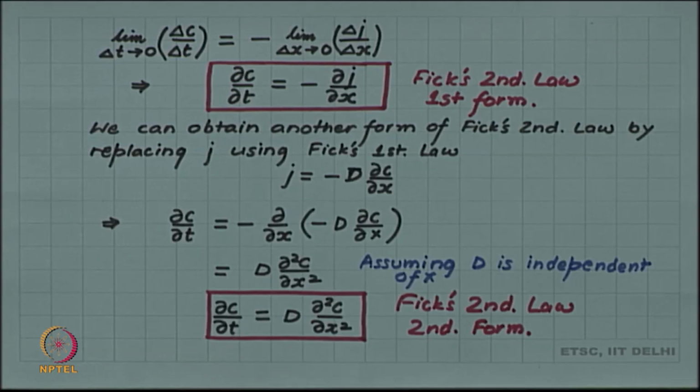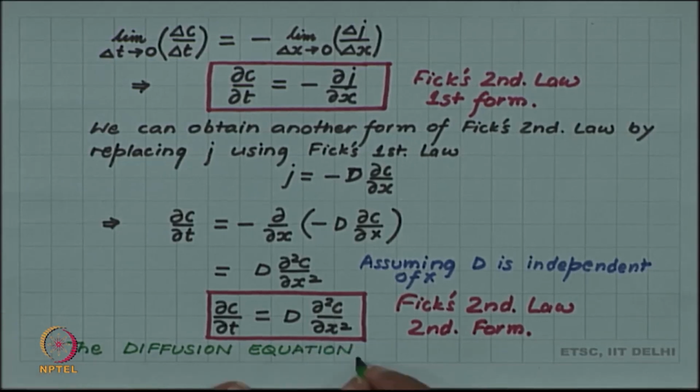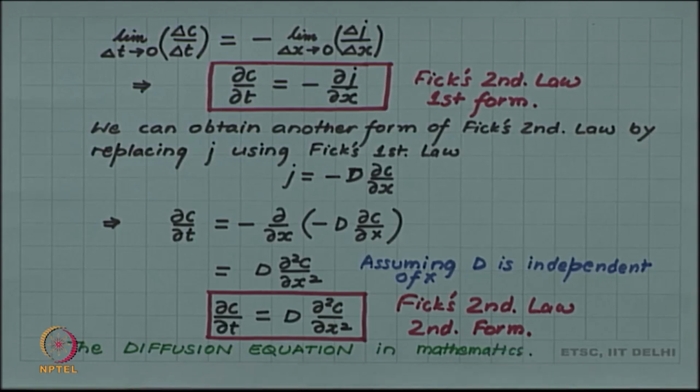So, essentially Fick's second law is a differential equation, and it is a very famous and important differential equation in mathematics, and because it comes in diffusion problems, this equation itself is known as the diffusion equation. That is, if any variable C, it need not be concentration, if its differential coefficient with respect to time is related to its second differential coefficient with respect to space through a constant like this, mathematically it is called a diffusion equation.